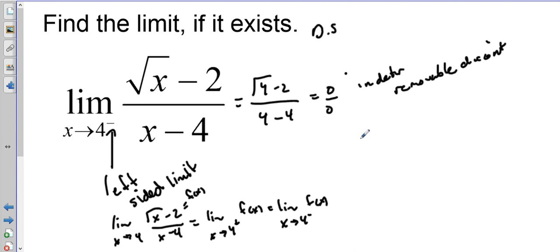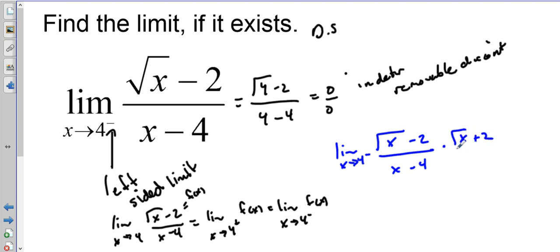Okay, so the conjugates. We're going to simplify this, the square root of x minus 2 over x minus 4. We're going to rationalize this technique. Let me take the limit as x approaches 4 from the left. We're going to multiply by the conjugate, rationalizing the square root of x, and we're going to go plus 2 over the square root of x plus 2, and we're going to distribute this through into our algebra. So here we go.